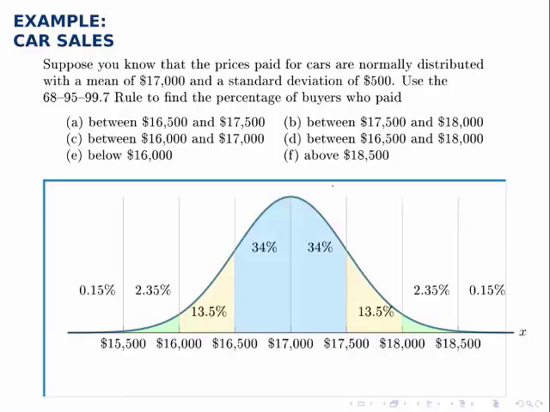Here I've also filled in all the percentages for each range. Notice that the empirical rule tells us that 68% of the data falls within 1 standard deviation of the mean. Since everything is symmetric, each half of that holds half of that 68%, and that's where those 34% numbers came from. Then I know that within 2 standard deviations of the mean, I have 95% of the data.